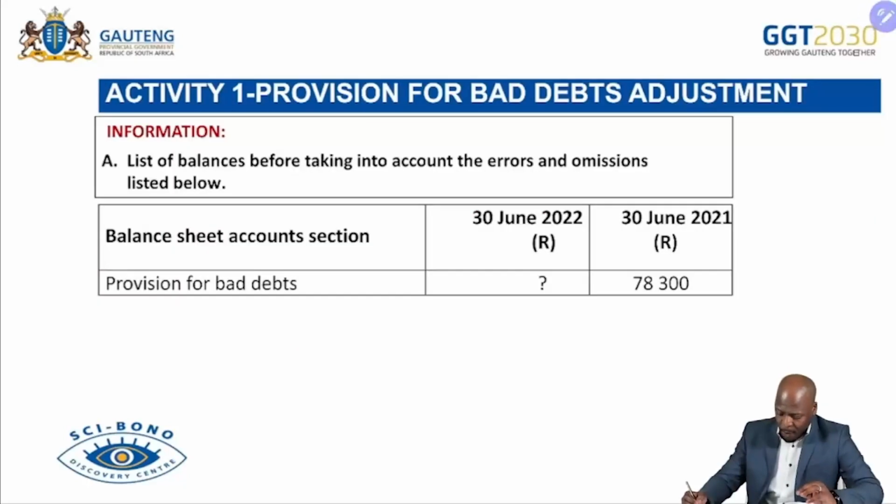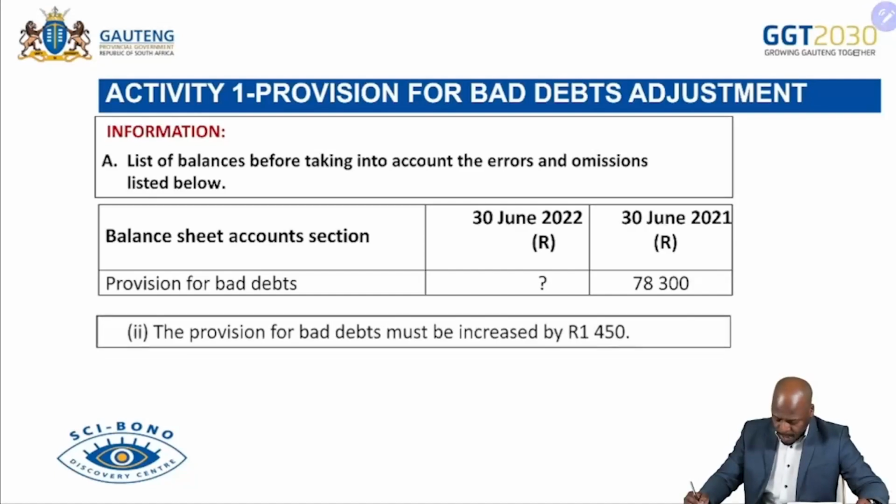All right. Now, I want us to go into the next adjustment that was in the paper. The next one is the provision for bad debts. So we're given provision for bad debts. This is in the list of balances. And then it says the provision for bad debts must be increased by 1,450. So you have to understand that in this particular case, we are doing both items. We are doing the correct net profit as well as the statement of financial position.